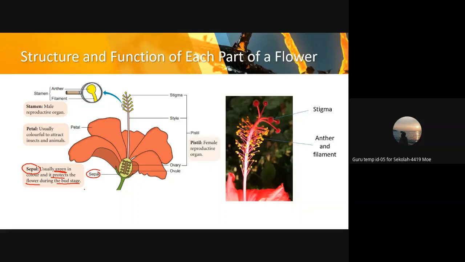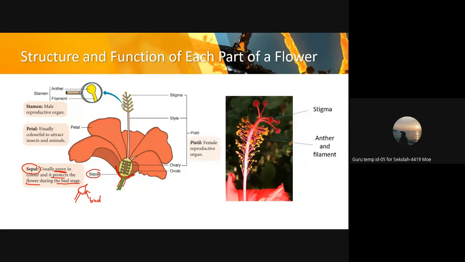So what is the bud stage? A bud stage is when it is in a form like this. Before the flower comes out, dia actually duduk dalam bud ni. This is bud. When the bud opens, the sepal will be formed. That is for sepal. This green one, yang bentuk macam crescent moon ni.